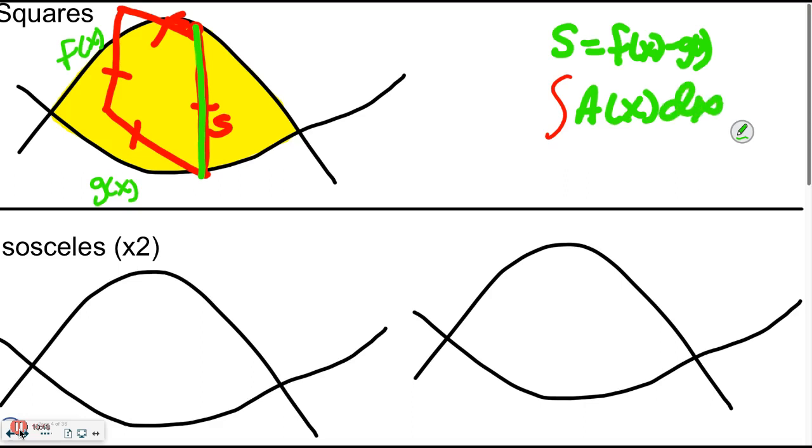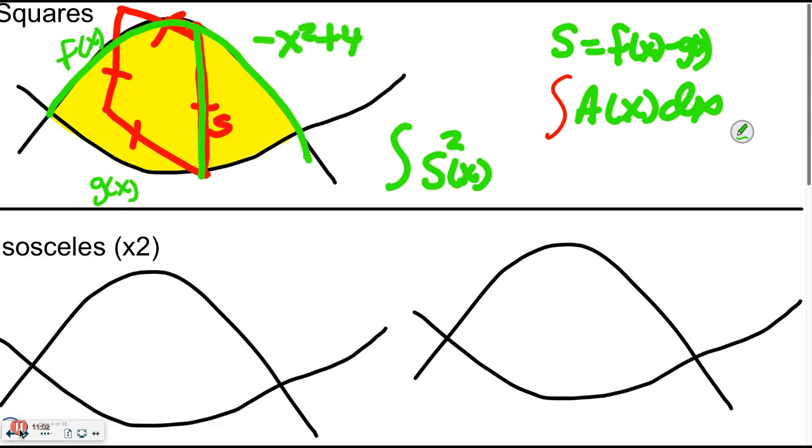So if it just says that the cross sections are squares, that's the easiest because we just do side squared. And the side's a function of x. What I mean is, had this been an upside down parabola, negative x squared plus 4, and this was one that opens up, x squared minus 1, to get the side length, I'd subtract those, and it would be a function of x.